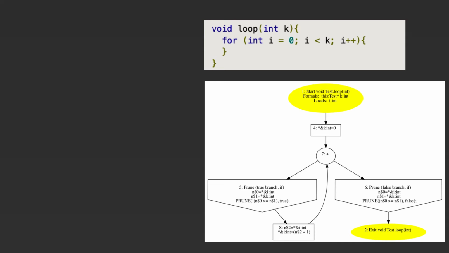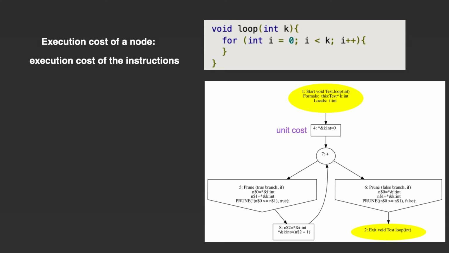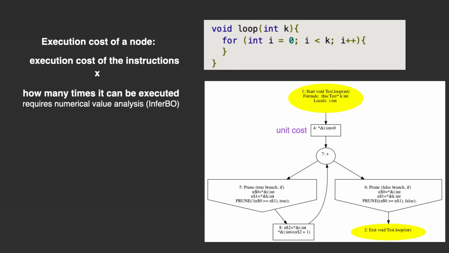Now, if we start with a node, the execution cost of a node will depend on the execution cost of its instructions. So for instance, in this node here, we can have a very simple model and say that the execution cost of a primitive instruction will be unit cost. And then it will be multiplied by the number of times this node is executed, all right? And for straight line programs, that's trivial. In this case it will be, for instance, 1. Similarly, start and end nodes will also be executed once.